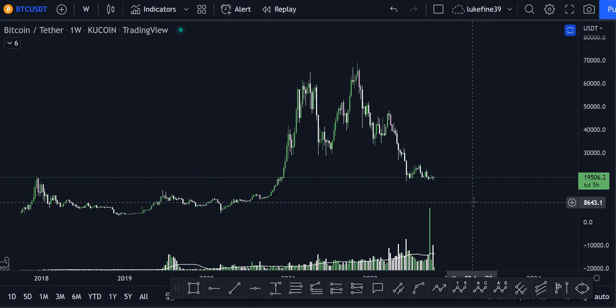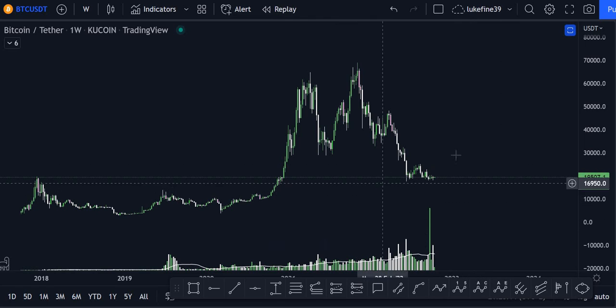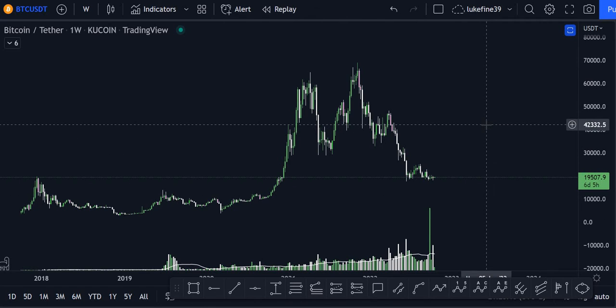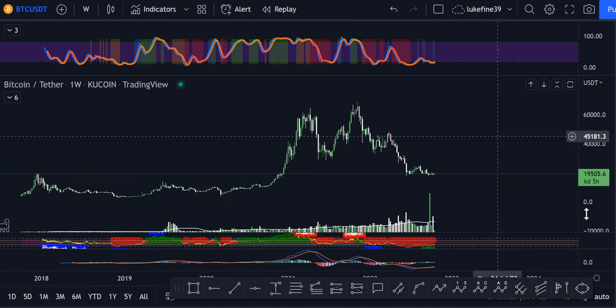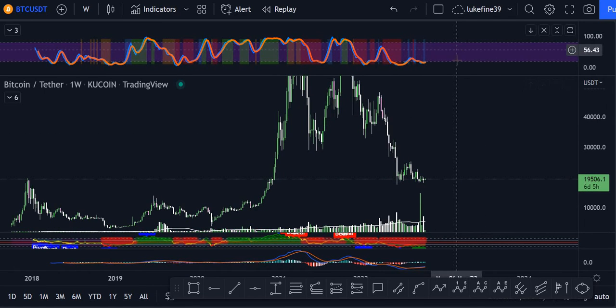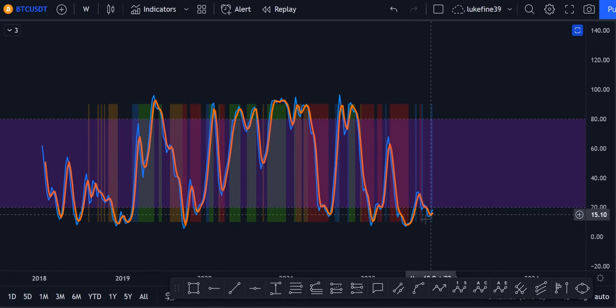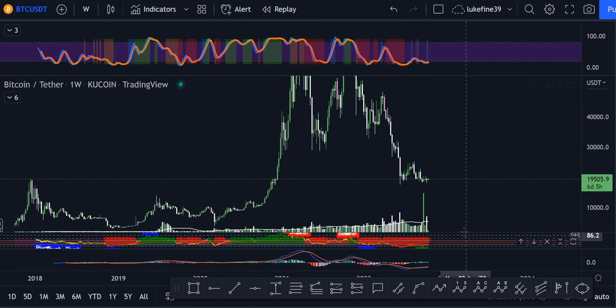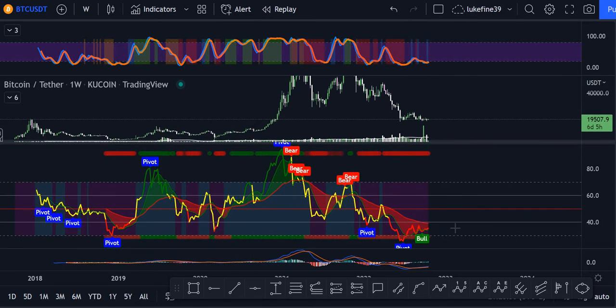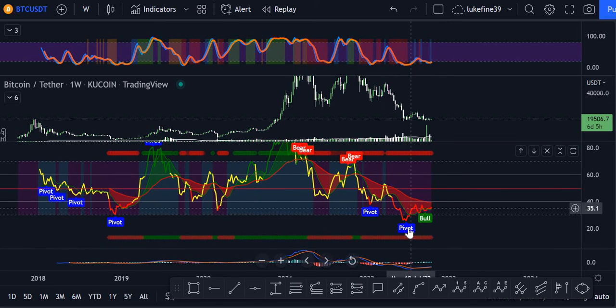I'll try to keep it short. We all know, so let's start just by looking at the basic things, divergences, and get some hopium up. So we have the stochastic here, which is making a higher low on the weekly, and the price is not at a low to have a divergence, but we see we had the RSI weekly higher lows consistency.